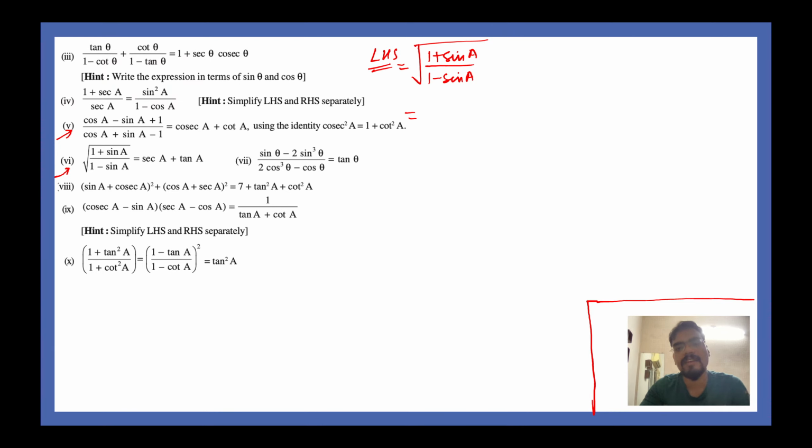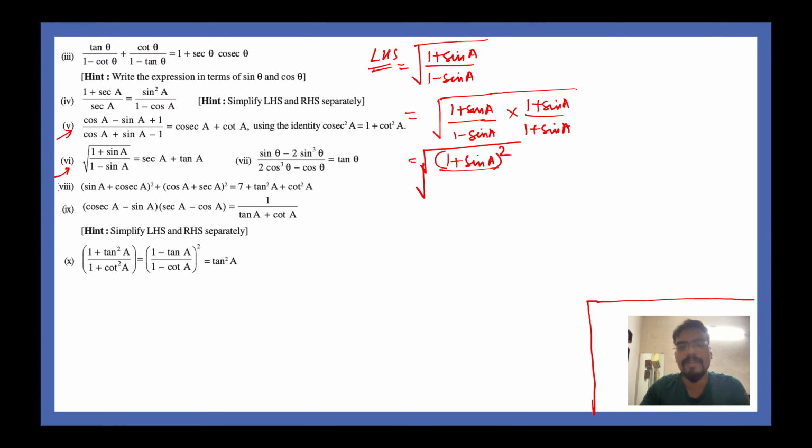So let's do one thing, guys. Let's multiply the numerator and denominator by 1 plus sine A. Now we are multiplying the numerator and denominator inside the square root with 1 plus sine A divided by 1 plus sine A. It makes sense, right? Because eventually we have multiplied by 1. So 1 plus sine A into 1 plus sine A will become 1 plus sine A whole square under root, divided by 1 minus sine A into 1 plus sine A.